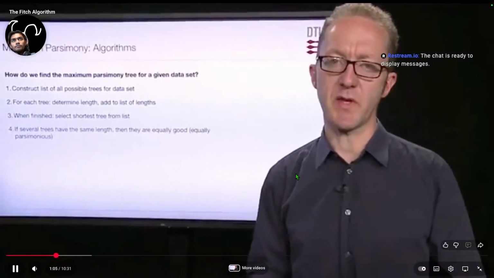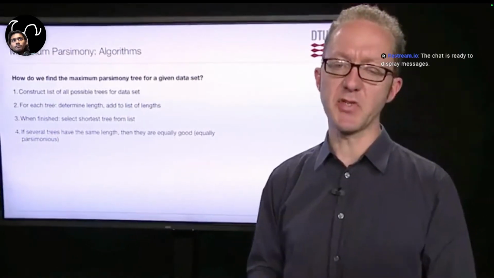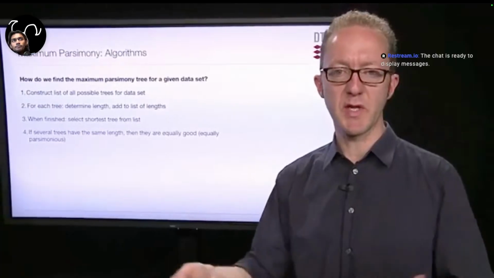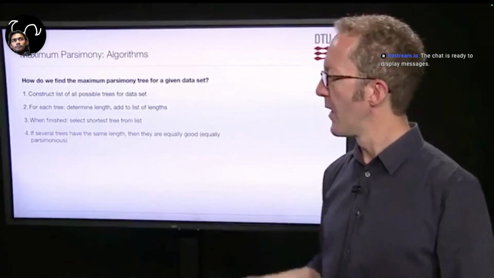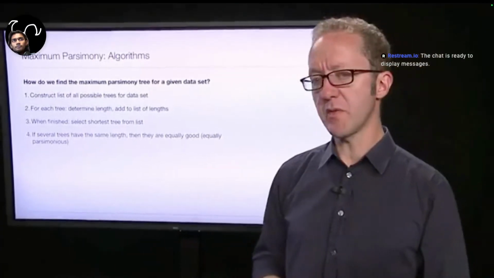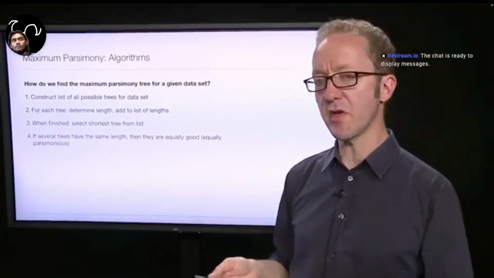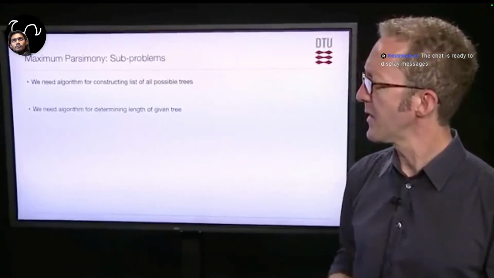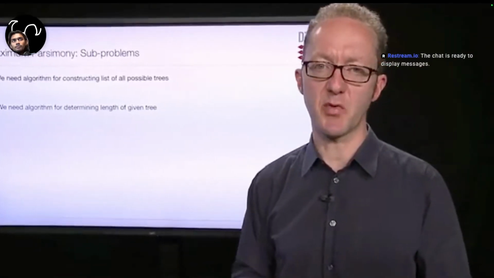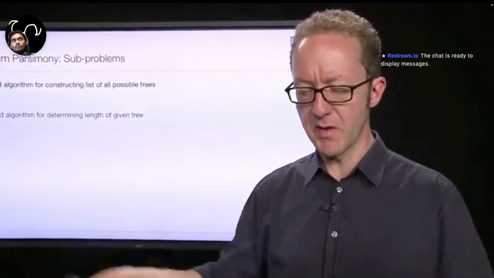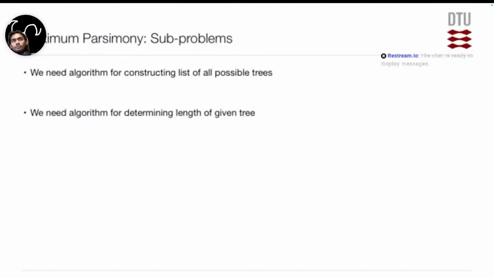If it should turn out that more than one tree has the same length, then they are, by definition, equally good, equally parsimonious. We have no way of choosing between them under this particular criterion. Okay, so this sounds like a reasonable approach to finding a parsimony tree, but it of course leaves us with a new set of sub-problems. In particular, first of all, we need some algorithm for how to construct a list of possible trees. How do we do that? How do we, for a data set of 20 organisms, write up all the possible trees, for instance?